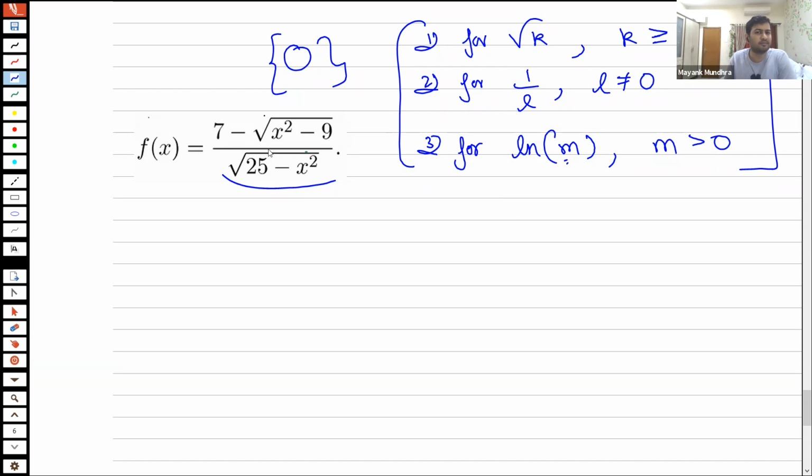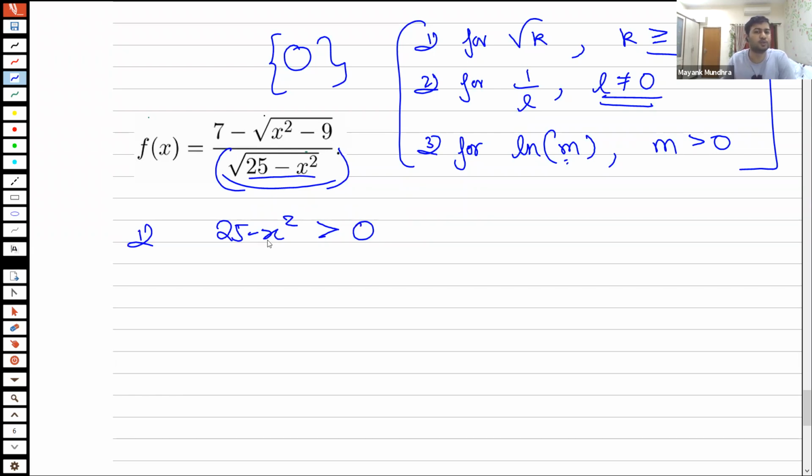So let me take this example, 7 minus under root x square minus 9 upon under root 25 minus x square. So this under root 25 minus x square implies that 25 minus x square should be greater than or equal to 0. But at the same time, this is on the denominator, so it should also not be equal to 0. So what I get is that basically 25 minus x square should be strictly positive, because equality to 0 will make the denominator 0, which is not acceptable. Okay, so these things are the rules which you need to follow. These 3 rules you'll have to follow for everything.